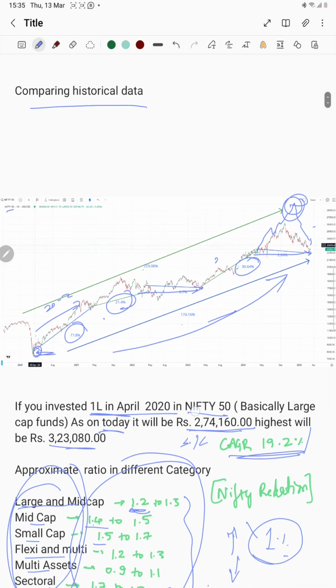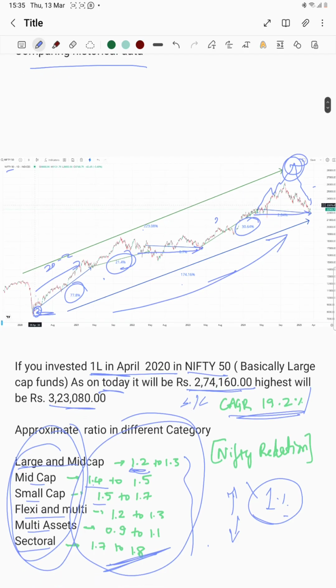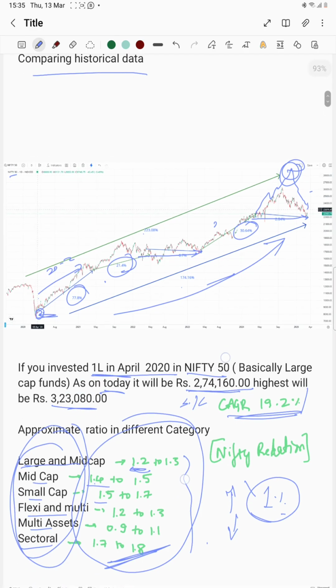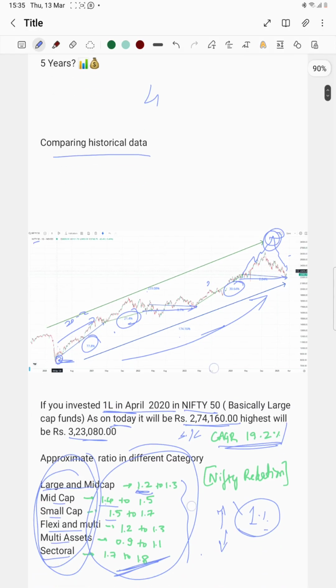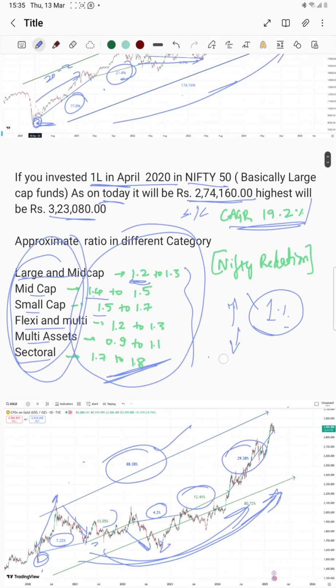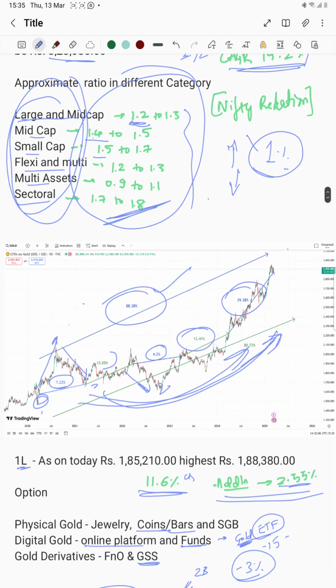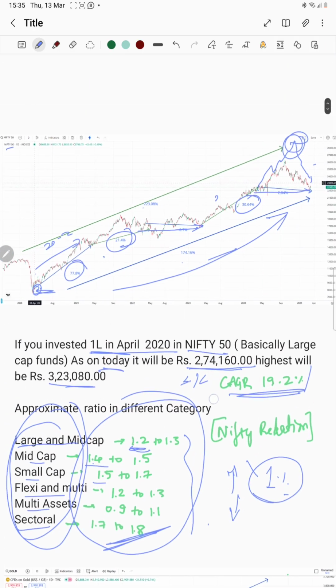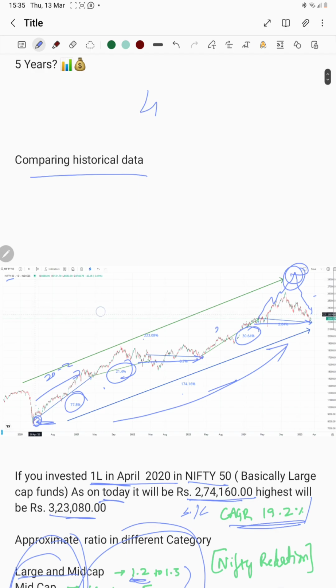So which one is better? It really depends, guys. If you want to make a safe investment, and want to balance your portfolio with a risky investment, you can consider gold. But if you want to create huge wealth in the long term, you can consider Nifty.